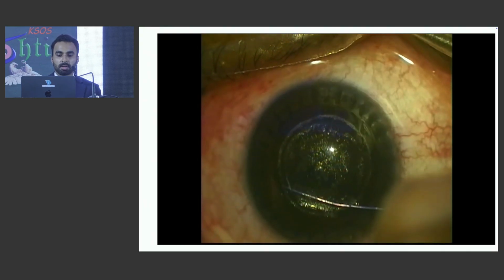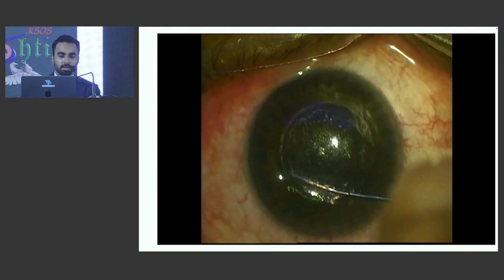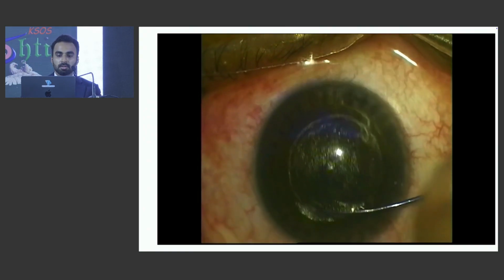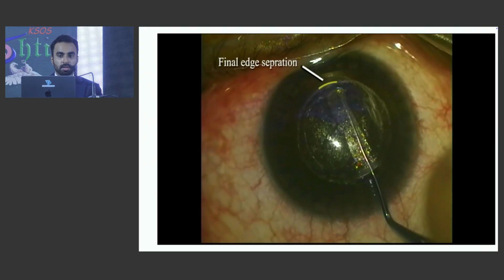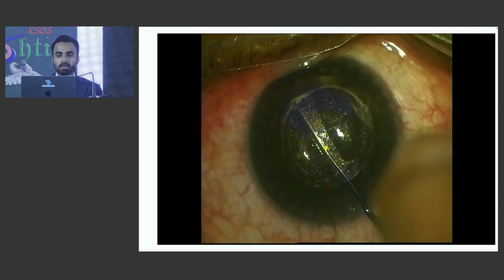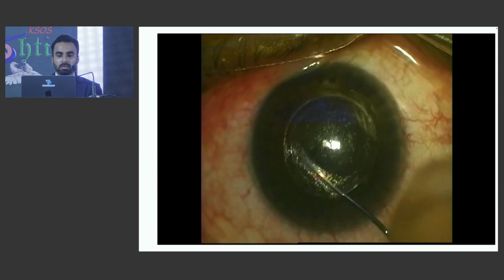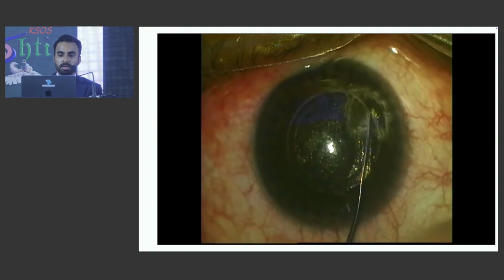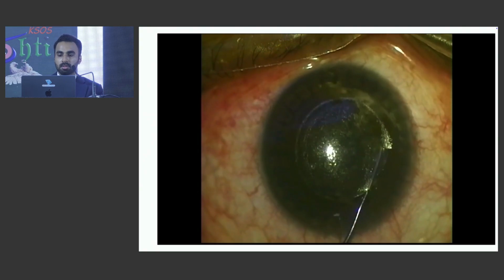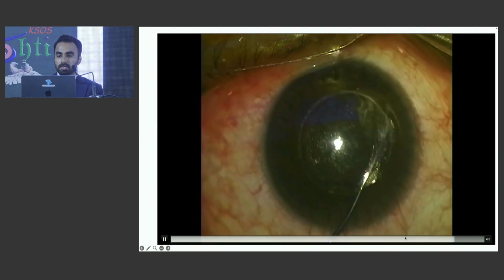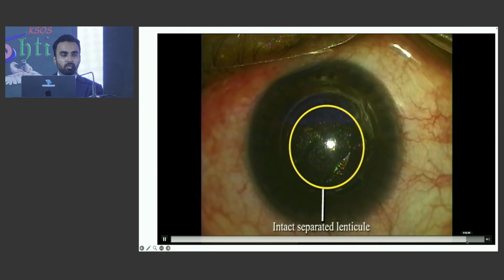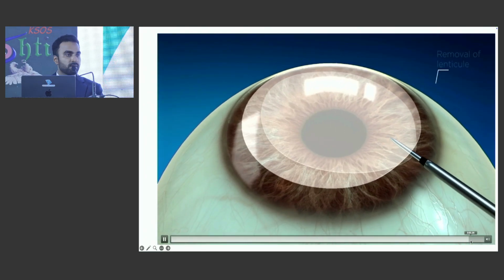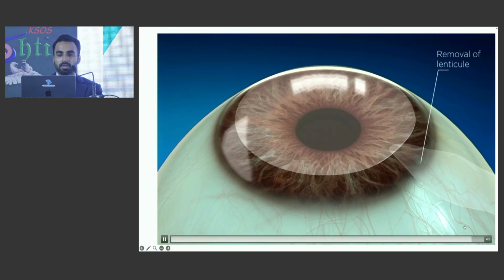So once you've done that, as you can see, the edges are now separating, but the lenticule is not folded over. Because of this, you will have a nice fully separated lenticule which is not folded over and can be very easily extracted. So that's the final separation. And after this, as you can see, the lenticule will just come out very easily with no resistance at all. So that's the end of it. It's a fully intact lenticule and it can be very gently extracted out with forceps without any difficulty.